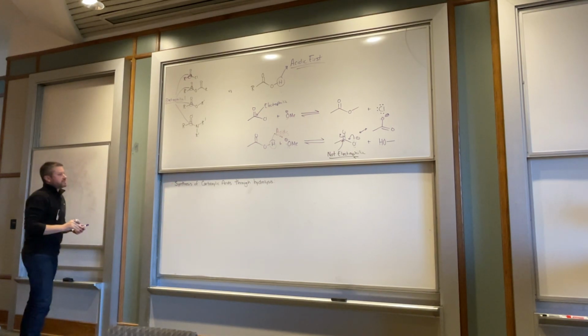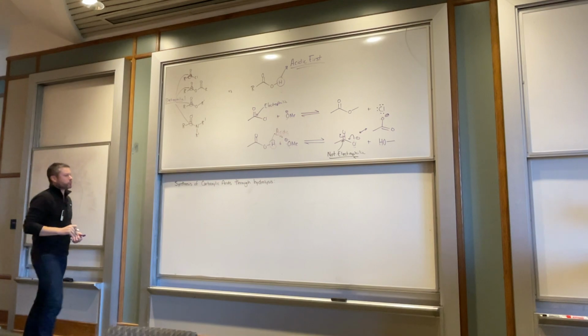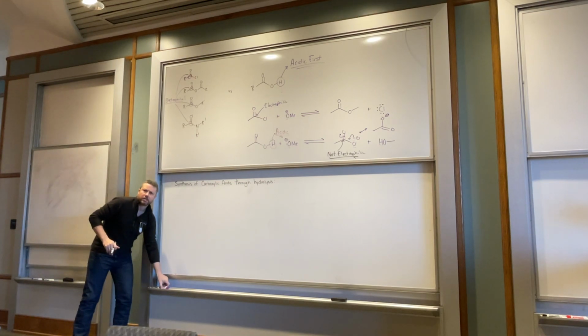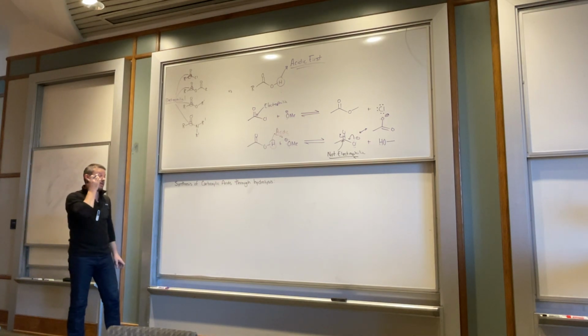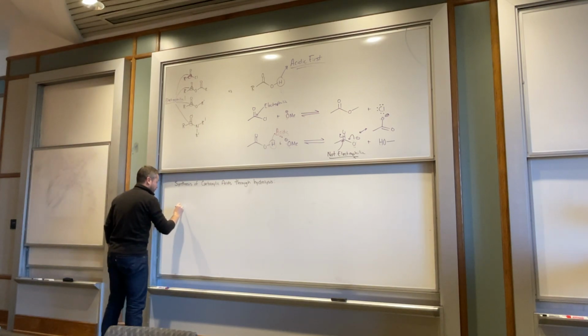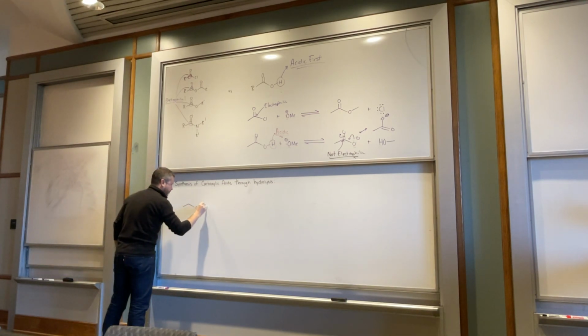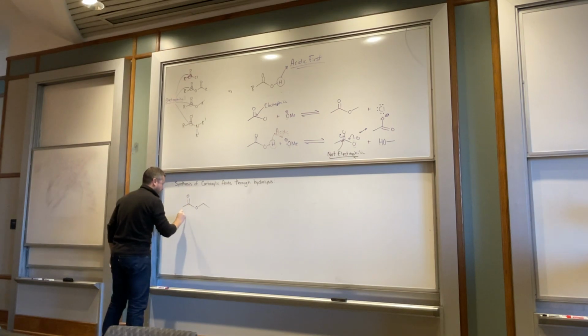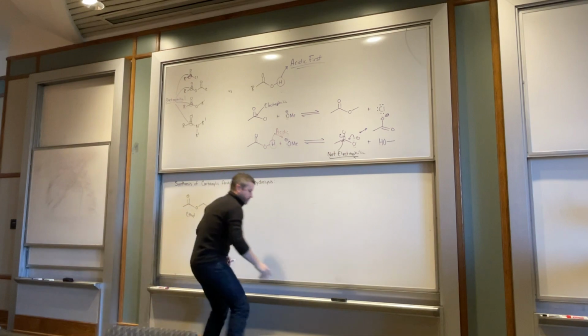So next I want to look at synthesis of carboxylic acid through hydrolysis. And we're going to really focus on synthesis of carboxylic acids from esters. Just going to draw out a really simple ethyl ester, ethyl acetate. Draw it here in the middle, actually.